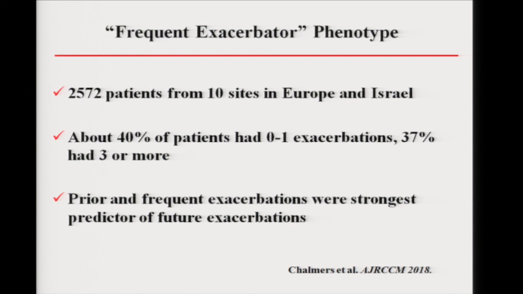So 40% of the patients in this research trial had very infrequent exacerbations. Some had none, and some had 1 per year. But 40% had 3 exacerbations or more, typically ones that got antibiotics. So what we know, and what we've learned, is that people who have had frequent exacerbations in the past are the ones more likely to have frequent and severe exacerbations moving forward, and that's a very important piece of information.